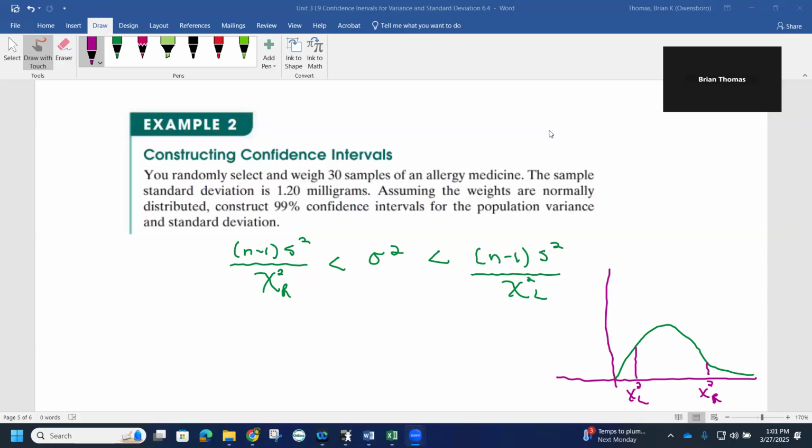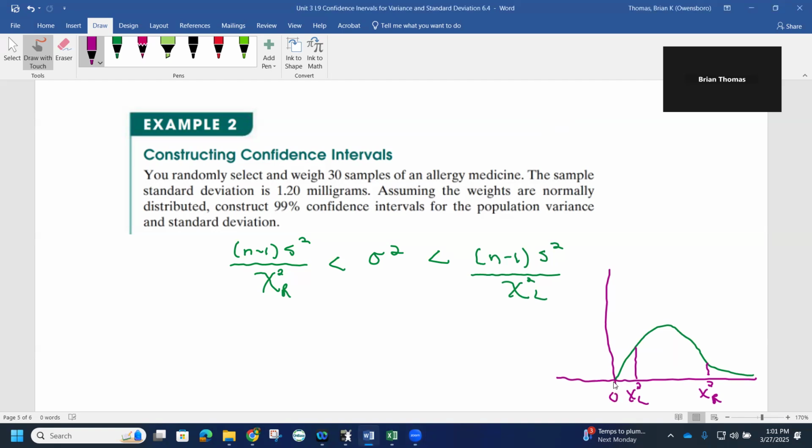So in constructing confidence intervals, I do want to do an example of doing a confidence interval for variance. For variance, we do have to use what's called a chi-squared distribution, so we need to know how to deal with that. Remember a chi-squared distribution graph, remember here's zero over here.